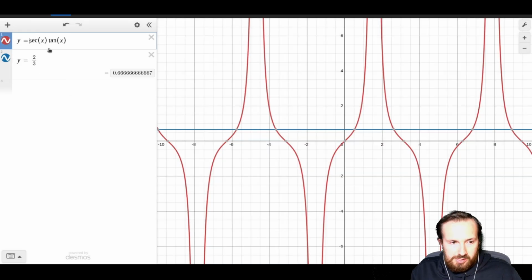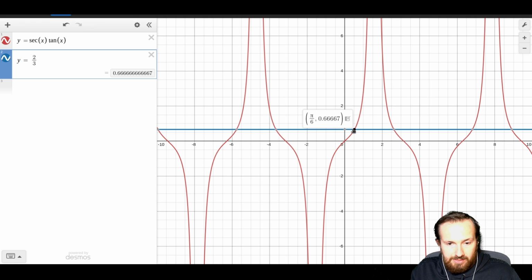So here you can see that I've graphed y equals secant x tangent x, and I've graphed y equals 2/3, and basically we're looking for the x values that make them the same. And here they are. So apparently, what we just found is when x is equal to pi over 6 and 5 pi over 6, that seems to work. Now, honestly, on Desmos, it's pretty easy. You just type in the equations, and Desmos straight up tells you what the intersection points are. There's two in this case. If you have a TI-84, it's a little bit more complicated.